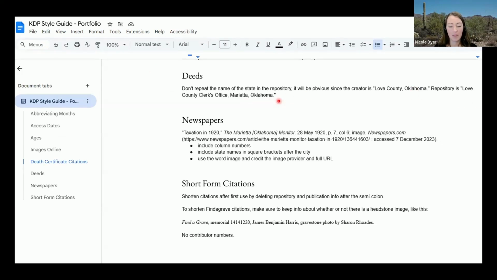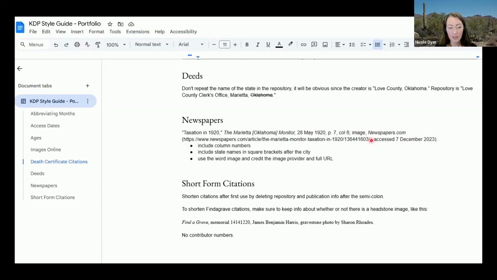And then for newspapers, I had to make some decisions about whether or not to include column numbers in the citation, and including the state names for newspapers that only mention the city. So I would put the state name in square brackets after the city. Some examples of this will put the city and state after the whole name of the newspaper. Some will use parentheses. So this is the stylistic choice that I made. And then use the word image, so image, and then credit the image provider and the full URL. So then Newspapers.com was the image provider, and the full URL to the clipping of the article that I made.